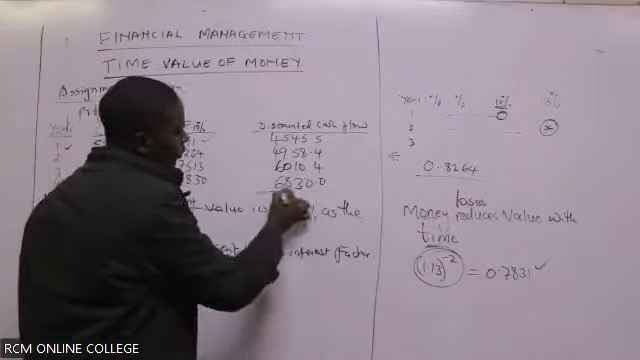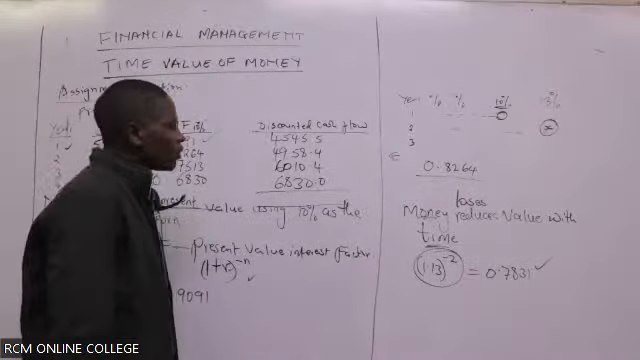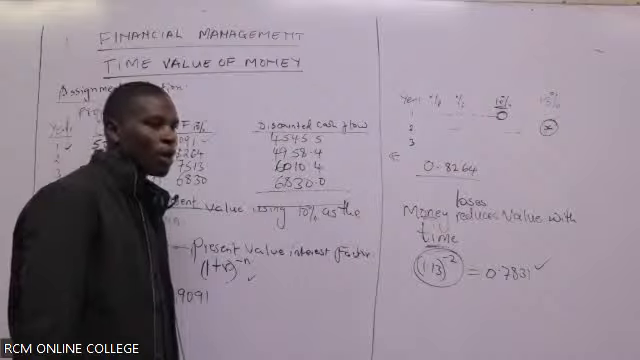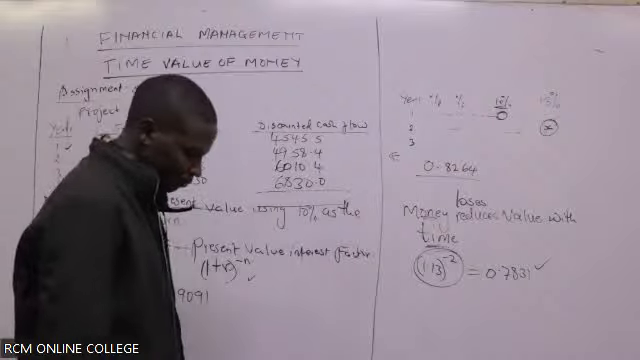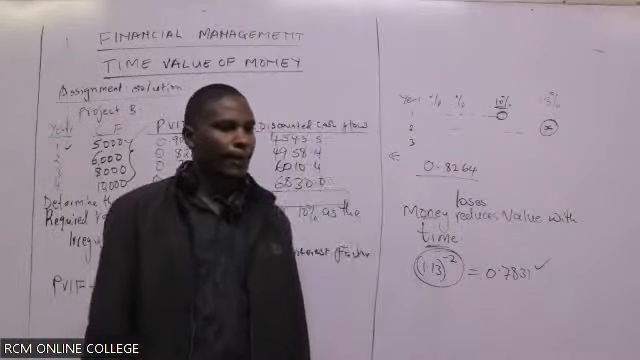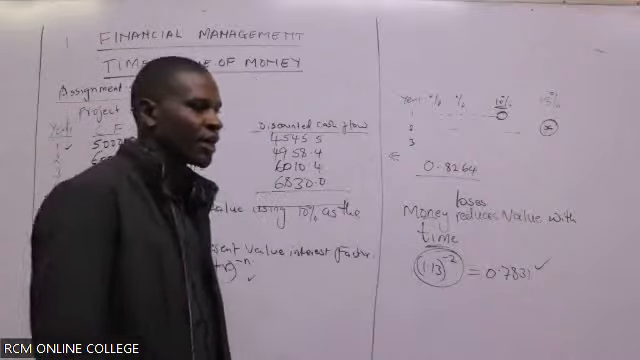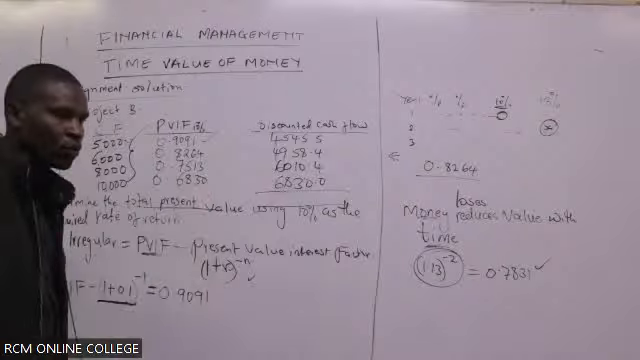So we add all this to get the total present value. What will be the total present value there? How much? Add all these together properly.